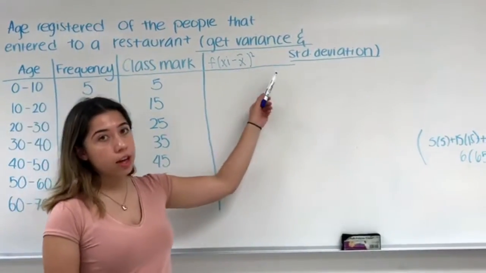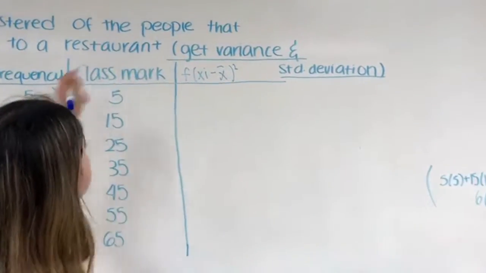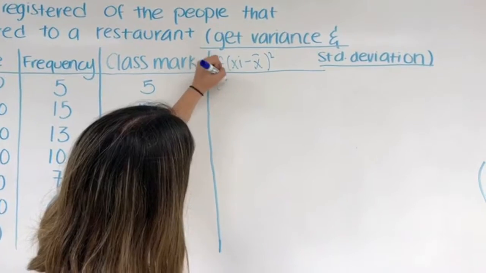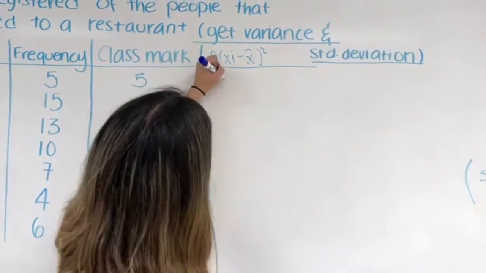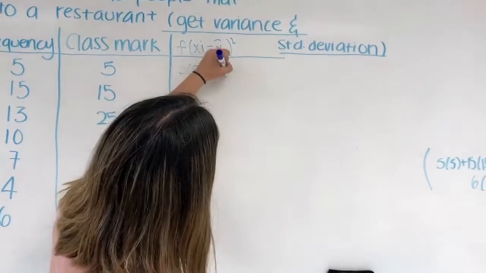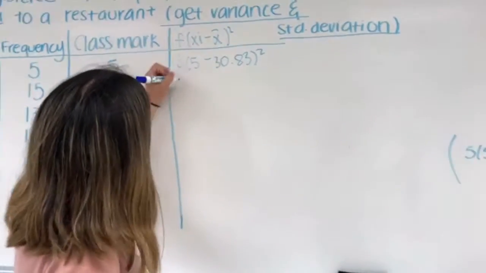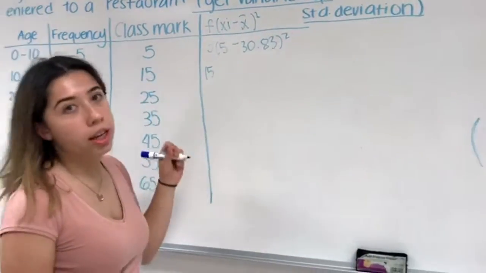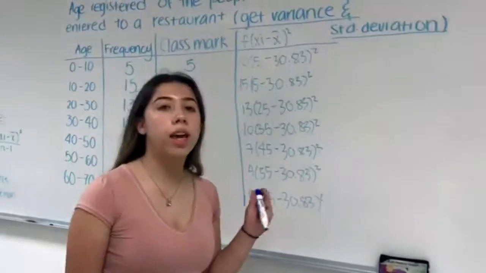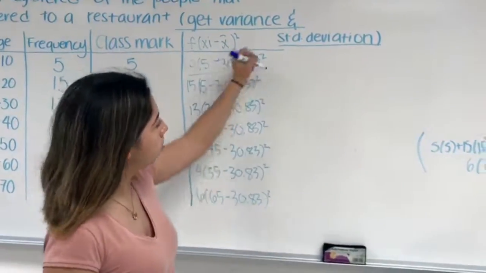To get the standard deviation, you need to apply this formula to each range. So you start with the frequency, that is 5, and then the class mark, that is 5, minus 30.83 squared. Then you do the same with each one. Then you need to get the result from each of them.